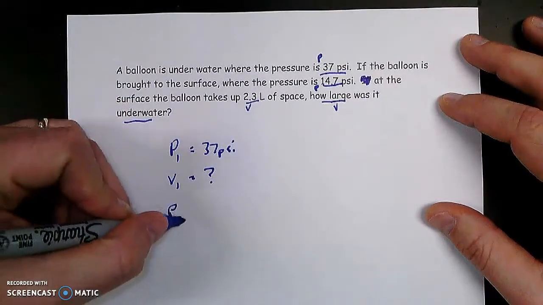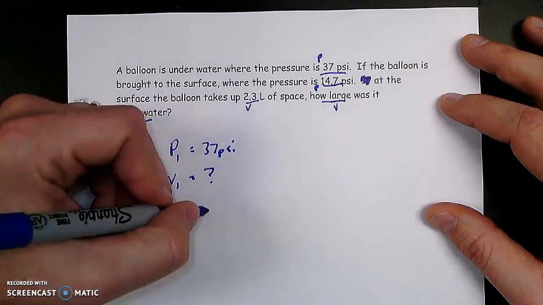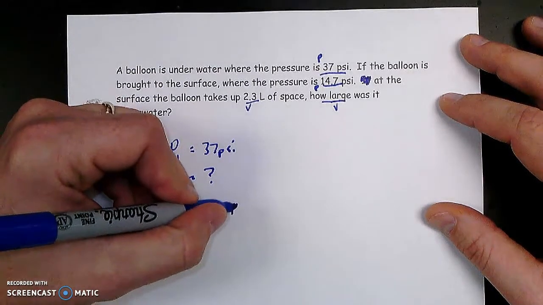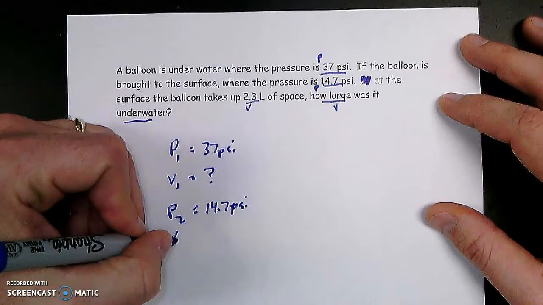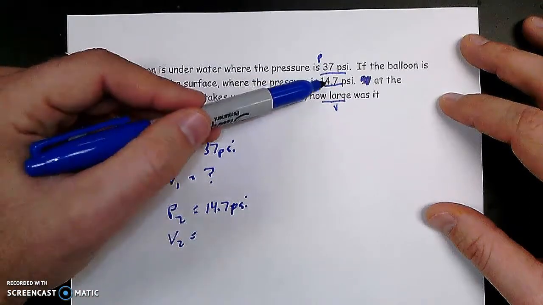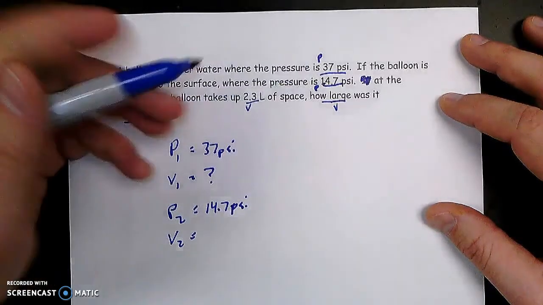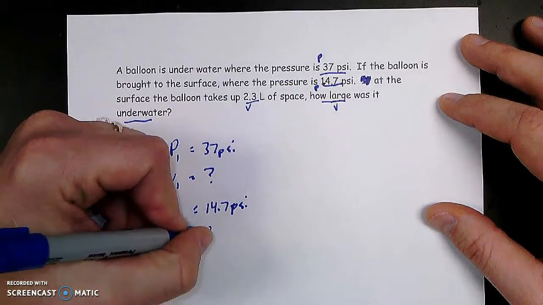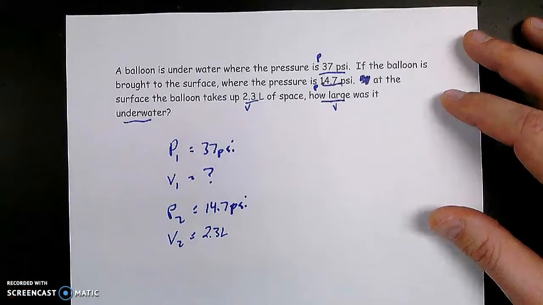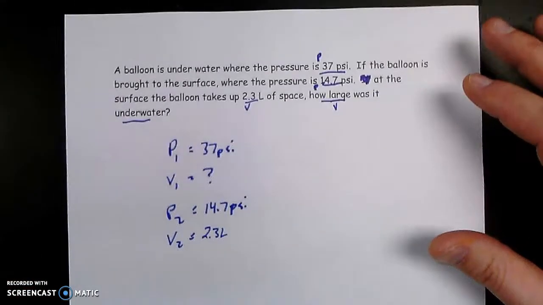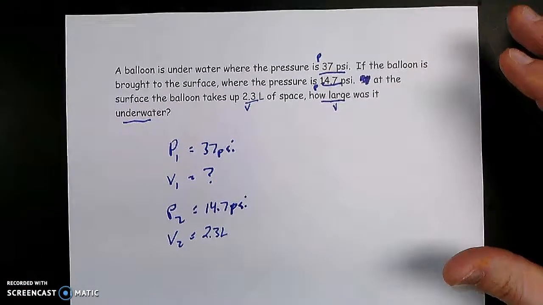Then we've got pressure 2, and that's 14.7 psi. And our volume 2, so those are the 2 at the surface. At the surface, the balloon is 2.3 liters, and the pressure is that. So those are the 2 that pair together. Doesn't really matter which ones are your 1s and 2s, as long as you pair them correctly.